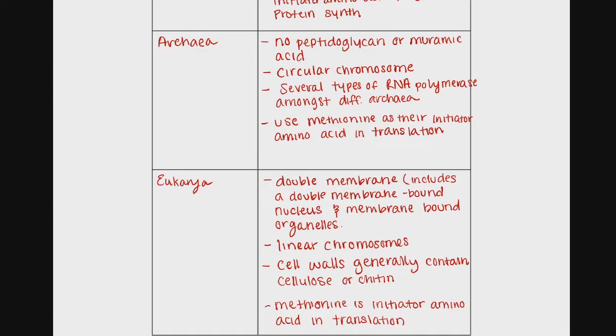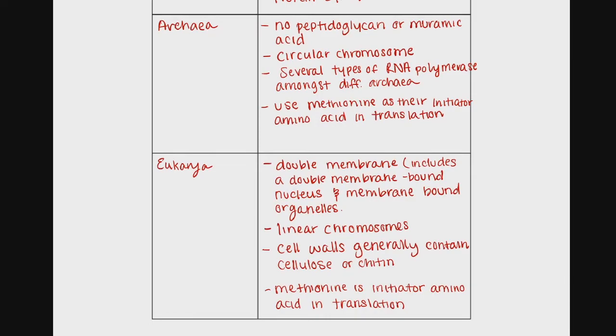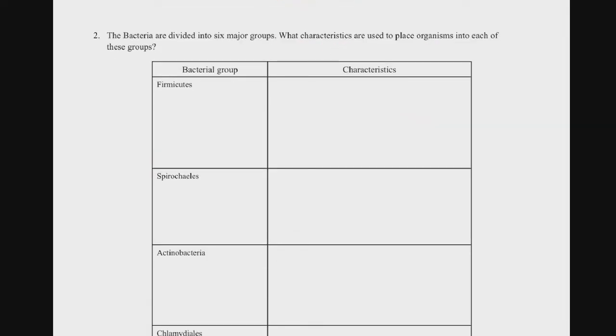Awesome. So this is a comprehensive list that gives you the general overview of the differences between the three domains and can help in the future identifying what organism falls into which domain. On the next page, we're going to be moving into the 6 groups of bacteria and what characteristics are used to place those organisms in each of the groups.